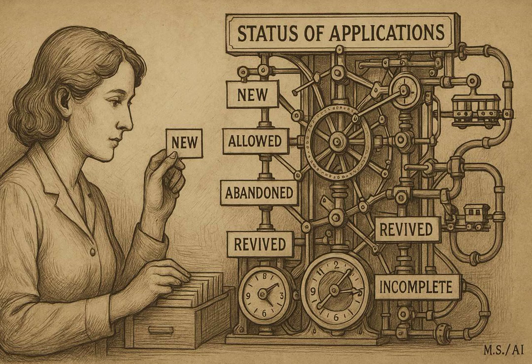Well, we have certainly covered a lot of ground today. From that initial new status, navigating the back and forth of rejected and amended, the excitement of allowed, and the warnings behind abandoned and incomplete. Hopefully you feel like you have a much clearer map now of these procedural states and also how to check where your application is on that map using Patent Center.